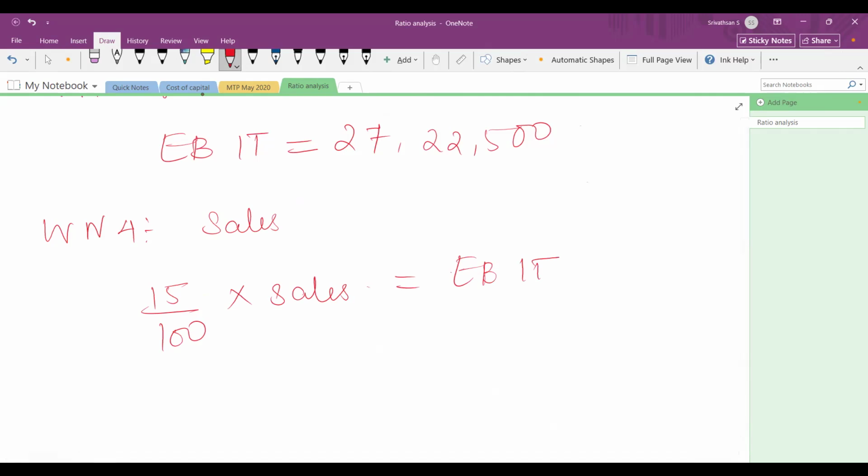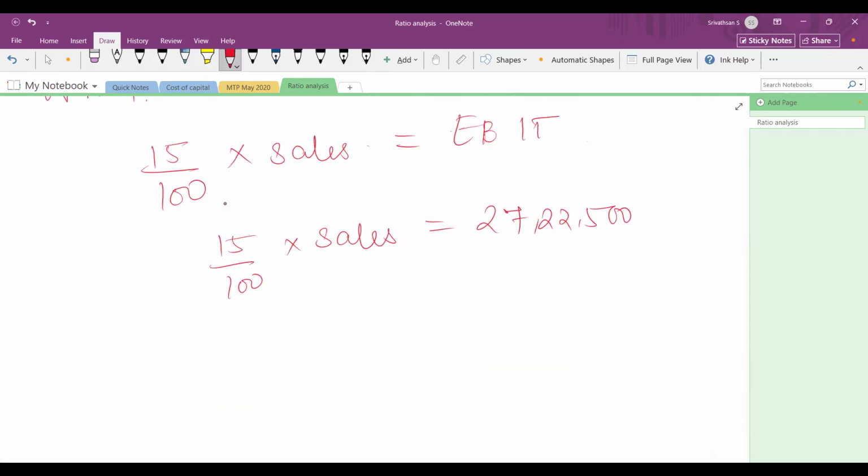Did you all understand how we formed this equation? Clear to everyone? So now what is the amount of sales? 15 by 100 into sales is equal to EBIT, which is 27 lakh 22,500. So how much do we get as the sales amount? 1 crore 81 lakh 50,000. So far clear? Did everyone understand it?